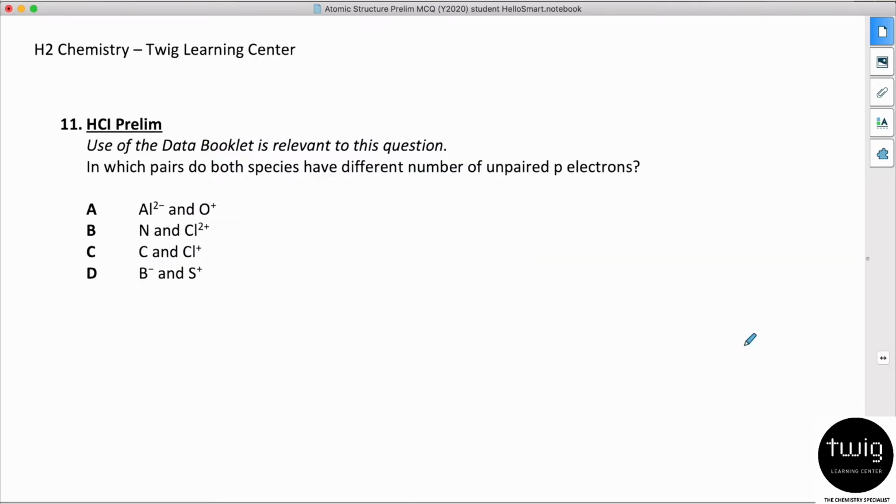The use of data booklet is relevant to this question. In which pairs do both species have different number of unpaired p electrons? Okay, so you need to write the configuration for these elements. So Al actually has 3 valence electrons, but now since it's 2 minus, it would have 5. So I'm going to say the configuration should be ns2 np3. n represents the outermost shell.